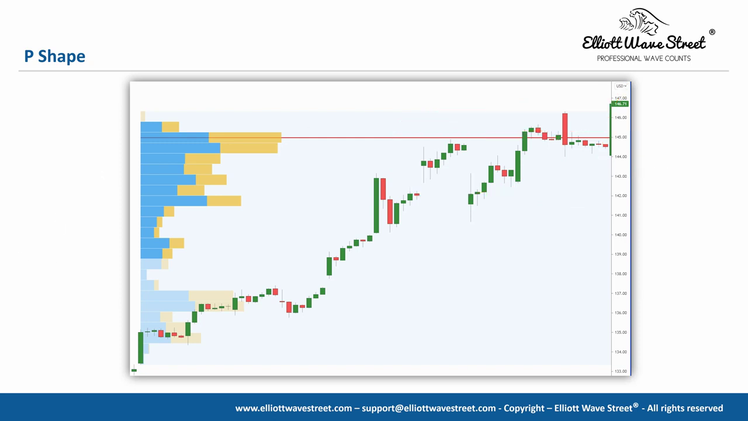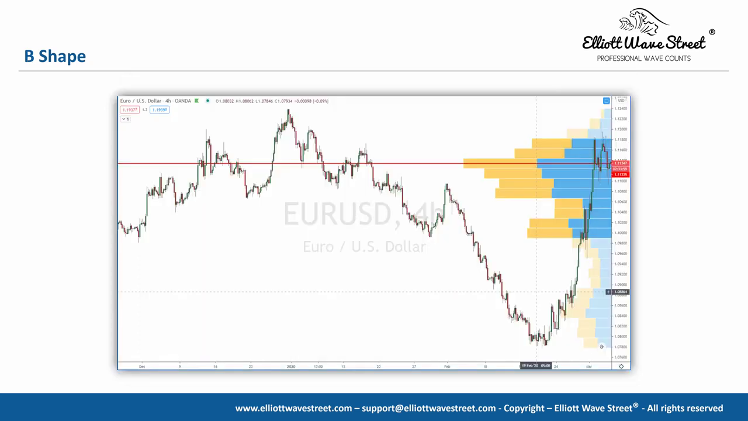The other one is the capital B shape, or double distribution. On the double distribution is when you have the strongest volume here, one belly, and then you have a second belly here. Right? So which one is stronger? The one up here.